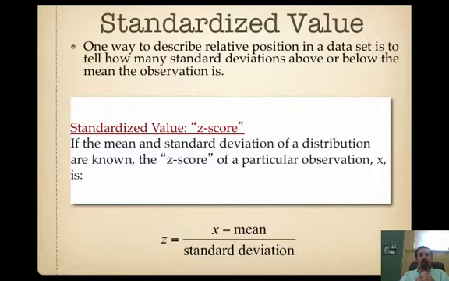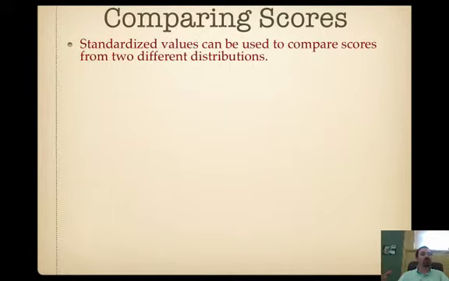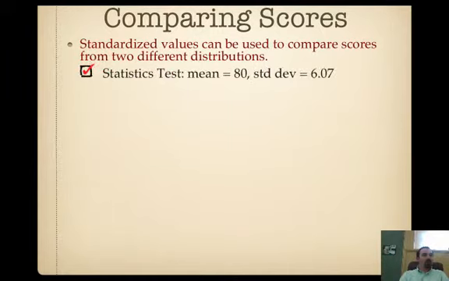So we can use standardized values to compare scores across two different distributions. And this is why standardized scores are really pretty cool. Okay, so on a stat test, the mean was an 80, the standard deviation was 6.07. Suppose, however, there's another class, you're taking chemistry, and the mean on a chemistry test is a 76 and a standard deviation of 4. So on average, people are scoring a little bit lower, but the spread of test scores is smaller, right?